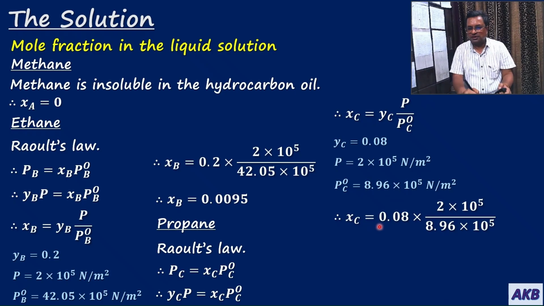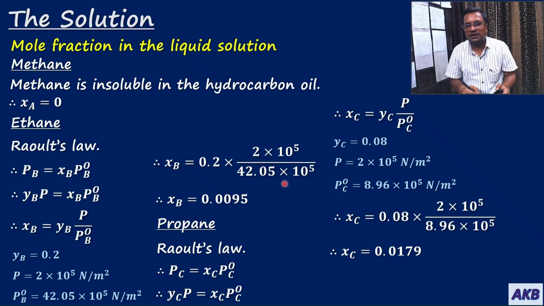So therefore XC will be equal to 0.08 into 2 into 10 to the power 5 divided by 8.96 into 10 to the power 5. So that gives us XC as 0.0179. So that is the mole fraction of propane in the liquid solution at equilibrium, it is 0.0179. I hope the calculation steps are clear to you. If you have any doubts, please mention them in the comment section. Let us move ahead.